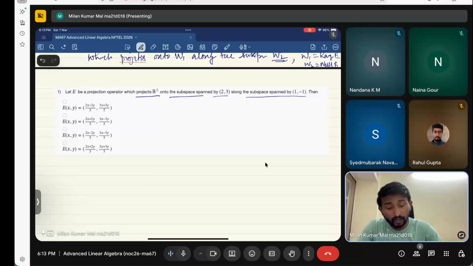Here you have one vector (2, 3) and here you have another vector (1, -1). It is very clear that these two vectors are linearly independent. That means one vector cannot be written as a scalar times the other. You can't write (2, 3) as some scalar multiple of (1, -1). So these two vectors are linearly independent, and clearly they will form a basis for the space R2.